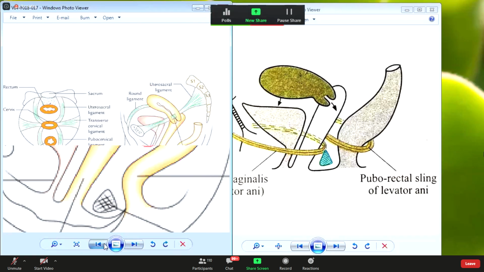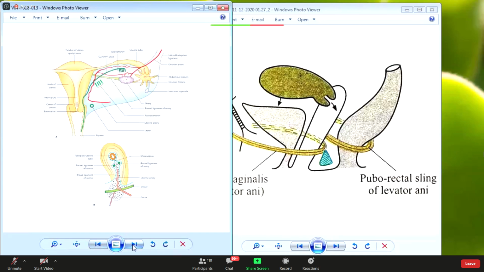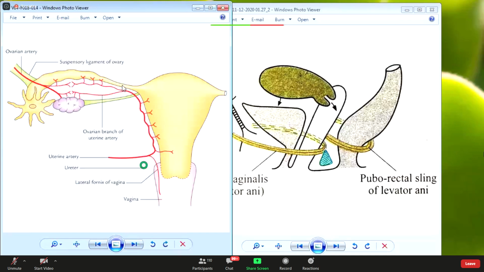Now let us come to the fallopian tube. This is the fallopian tube, which is a fibromuscular tube as well. The histology will be discussed later, but it has some parts. A little part of it is embedded within the uterine wall, then there's a narrow part called the isthmus, then a broad part called the ampulla, and there is a fimbria.